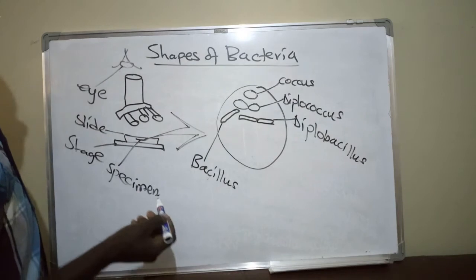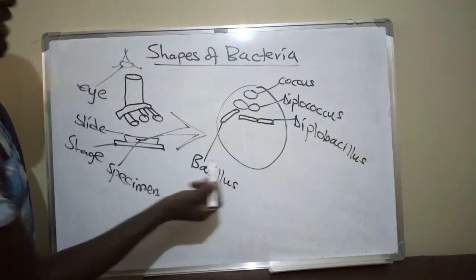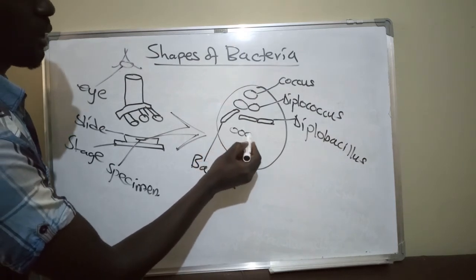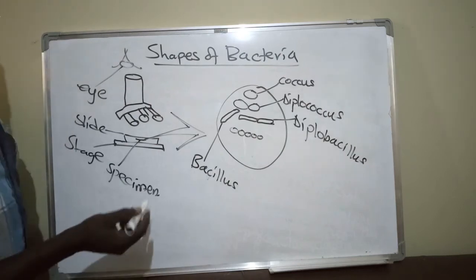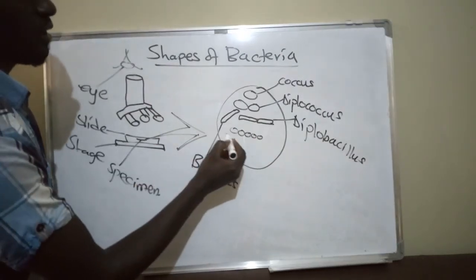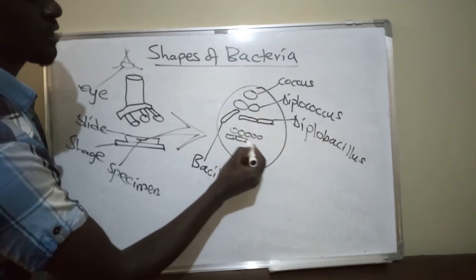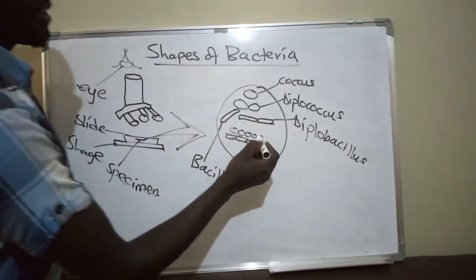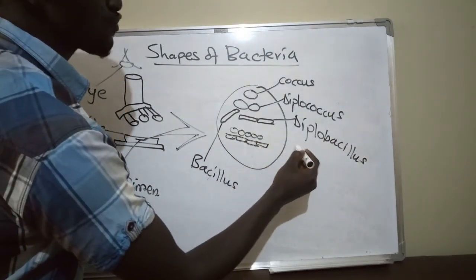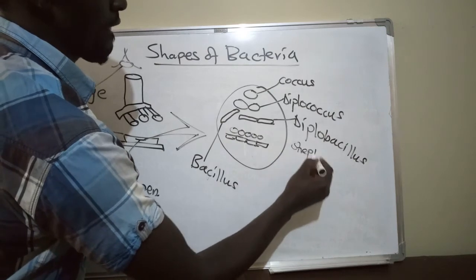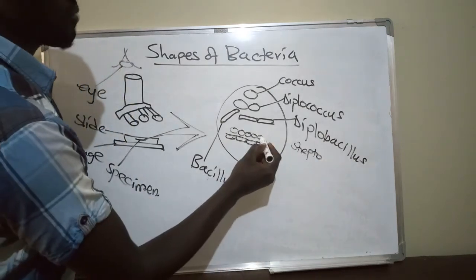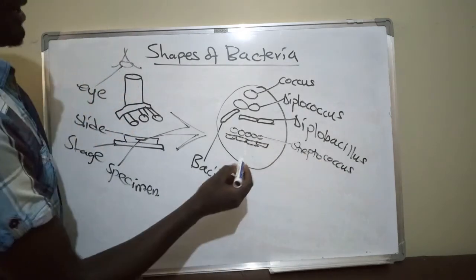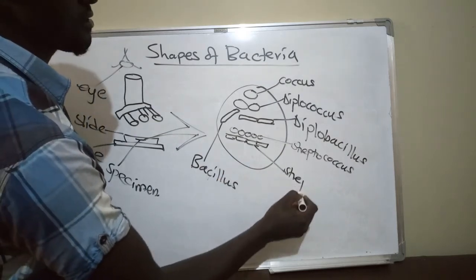These bacteria can be in a chain. It can be a chain of spherical cells, it can be a chain of rods. The chain is what is called strepto. So it can be streptococcus. It can also be streptobacillus.